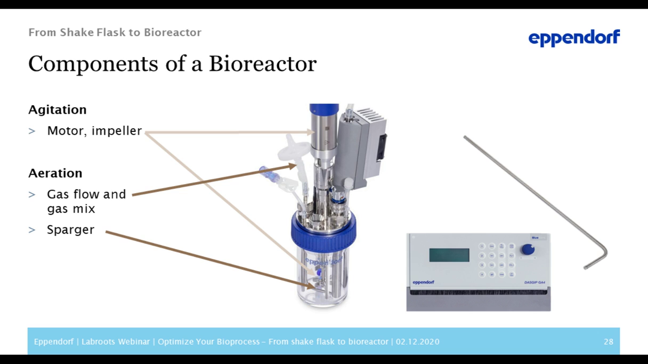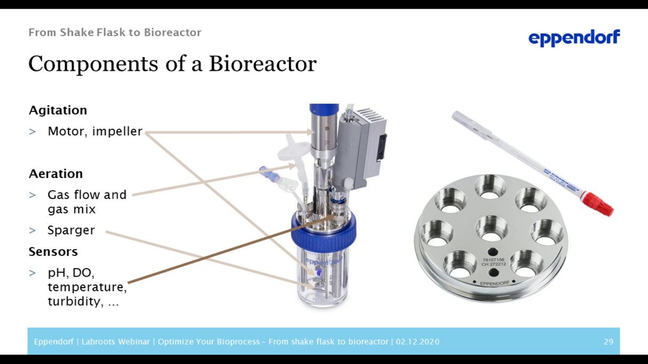The next component of a bioreactor is the aeration. To ensure that your cells always have enough oxygen, or in case of anaerobic fermentation, have no oxygen in the media, gas is added either to the headspace or directly into the medium with a submerged sparger. The sparger can have different shapes and pore sizes to adjust the amount and the size of the bubbles, since the bubbles can also cause shear stress to the cells.